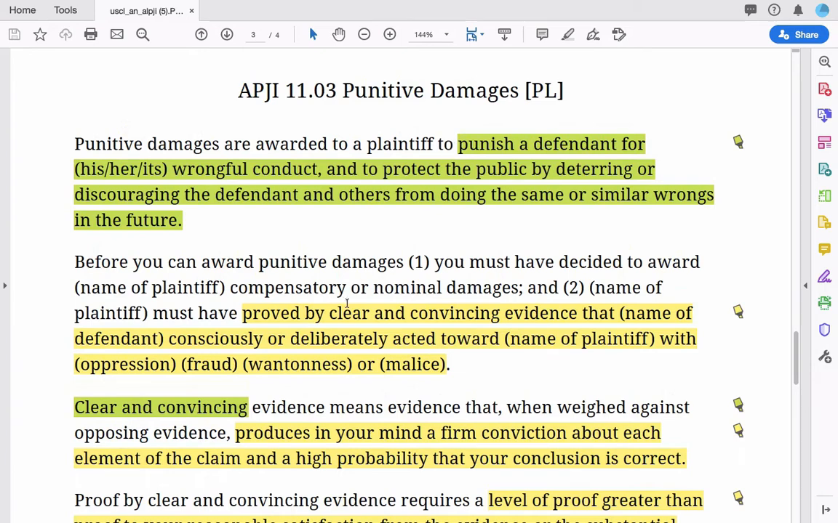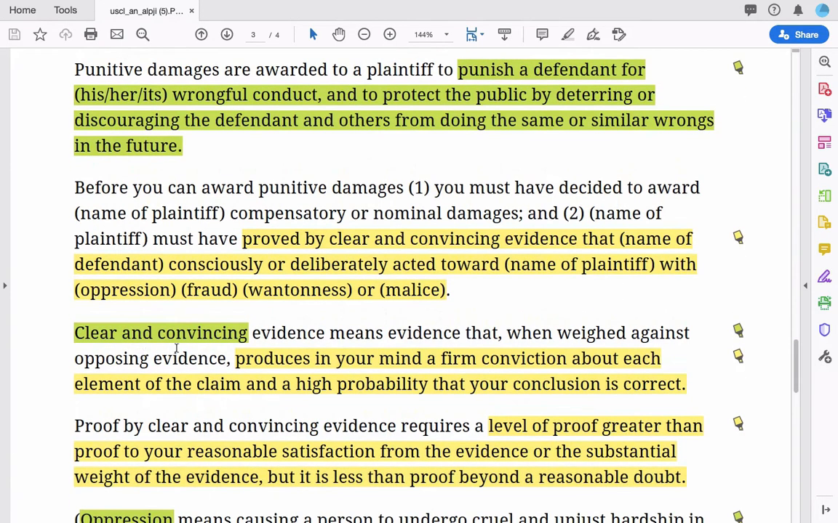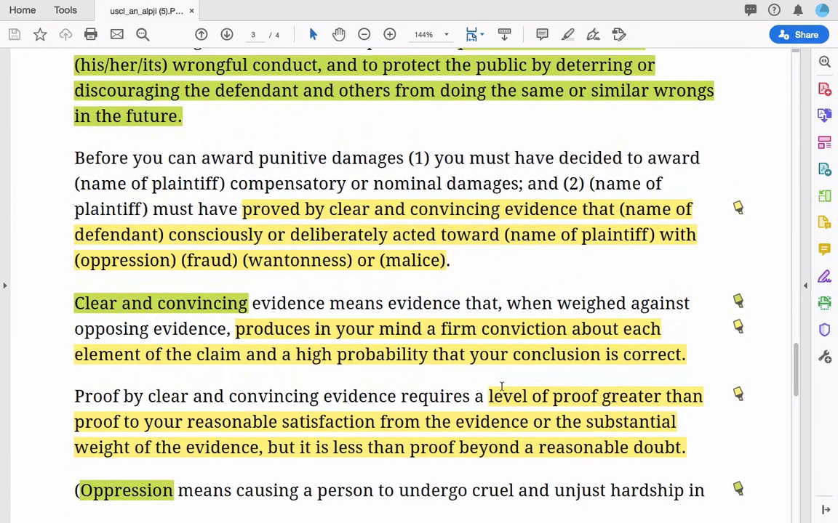To do this, we have to prove by clear and convincing evidence that the defendant consciously or deliberately acted toward the plaintiff with, and then it gives us four things: oppression, fraud, wantonness, or malice. First of all, let's talk about what clear and convincing evidence is. It means it produces in your mind a firm conviction about each element of the claim and a high probability your conclusion is correct. So this is a level of proof greater than proof to your reasonable satisfaction, but less than proof beyond a reasonable doubt.